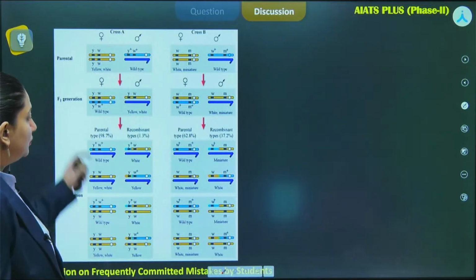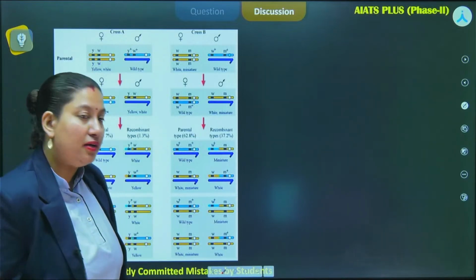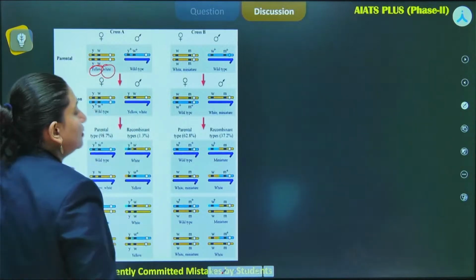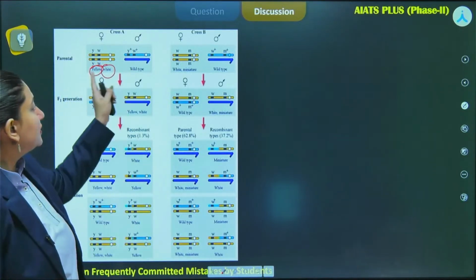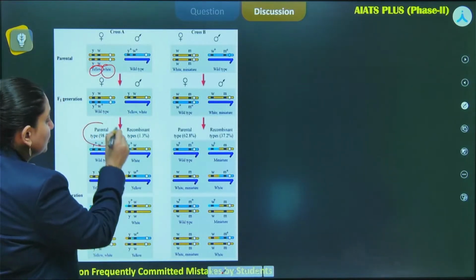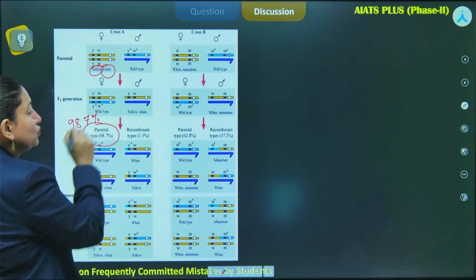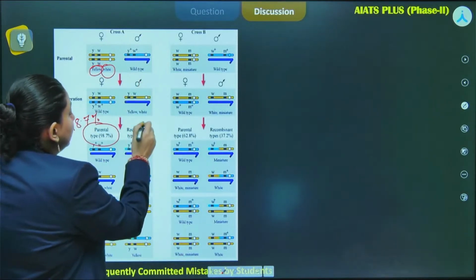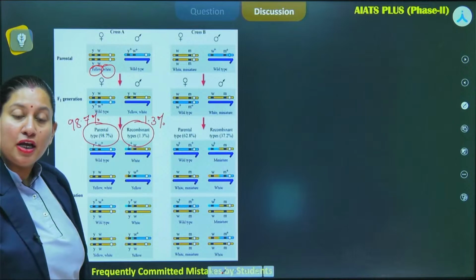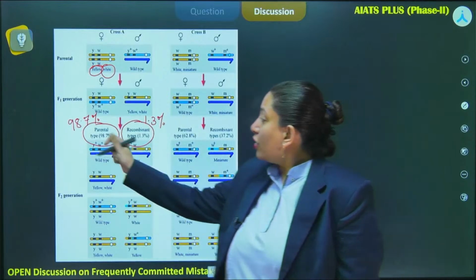All right. So when he took this particular cross, he took two characters. One is the body color, and the dominant one over here is going to be yellow, and the eye color, which is white. When he crossed this, what he found is that the parental combinations he achieved here are 98.7% in the F2 generation, and the recombinants we have got are only 1.3%, right?